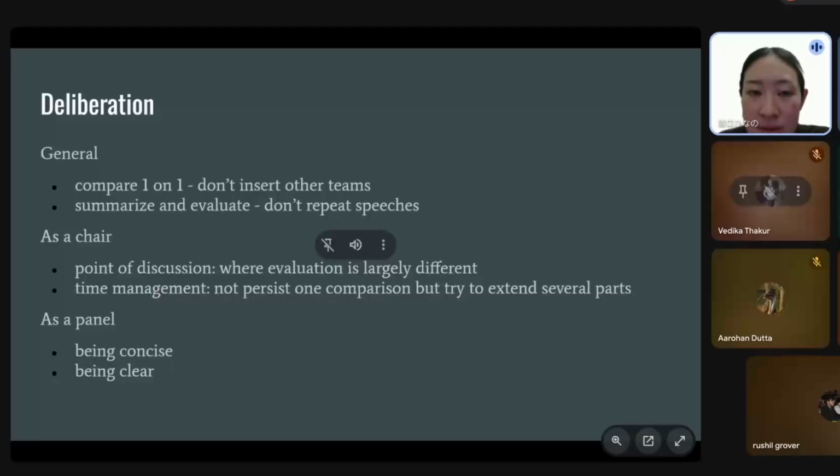So these are the points about deliberation in general, as a chair and panel. The basic thing is to not repeat, be very concise and very clear, and try to stay within the time restriction, being conscious about it. So these are the deliberation.